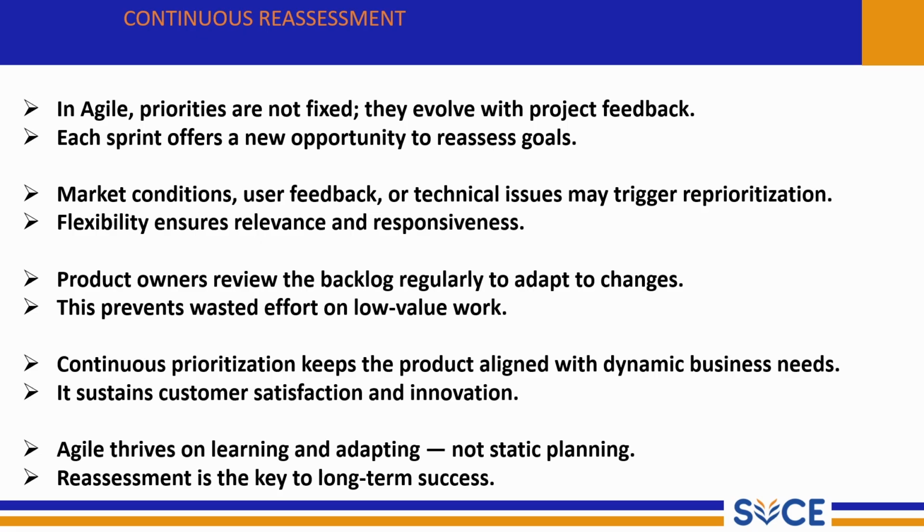In Agile, priorities are not fixed. They evolve with project feedback. Each sprint offers a new opportunity to reassess the goals. Market conditions, user feedback, or technical issues may trigger reprioritization. Flexibility ensures relevance and responsiveness. So, product owners review the backlog regularly to adapt to change.